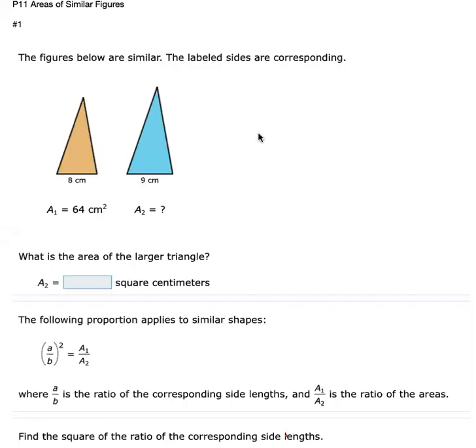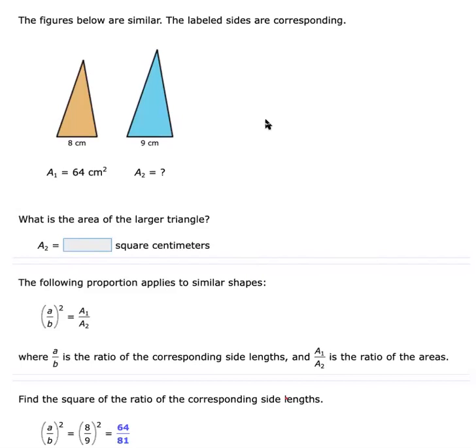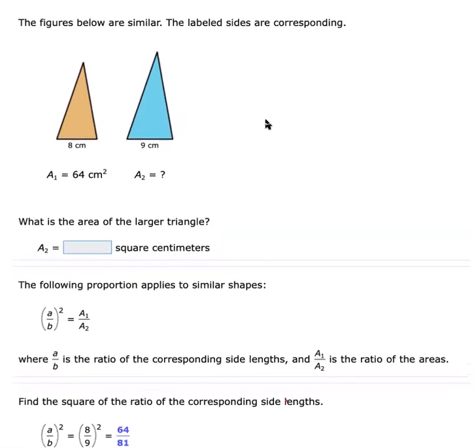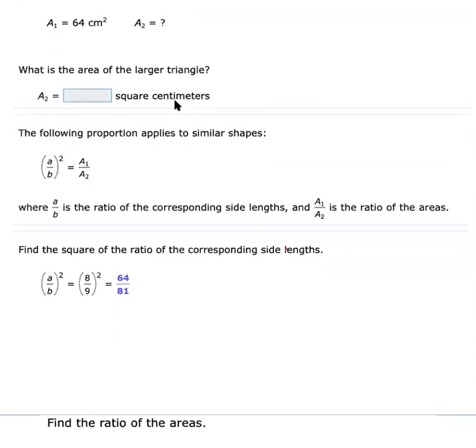All right, our next one we're looking at is P11, areas of similar figures. Looking at the example here, the figures below are similar, labeled sides are corresponding. So our lengths of our two triangles are going to be 8 centimeters and 9 centimeters. The area of the first one is going to be 8 squared, which is 64. And then we're trying to find A2, the area of the second image or object.